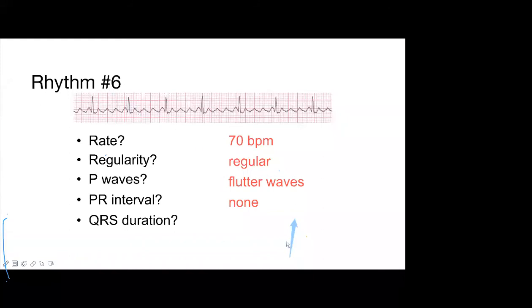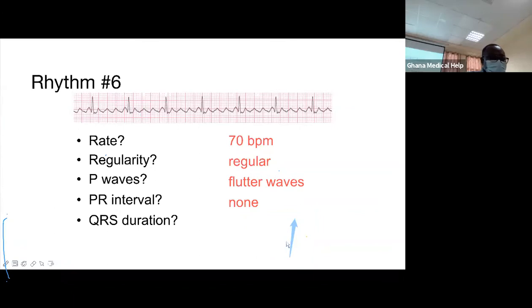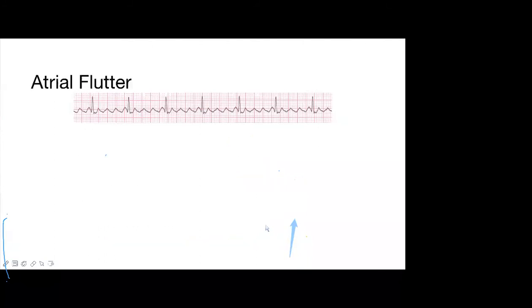How about the QRS? Do you have a QRS there? So we have a QRS. Is it normal or abnormal? It's normal. Fantastic. So it's about 0.06. So what's the interpretation? Atrial flutter. Fantastic. Okay, so move on.